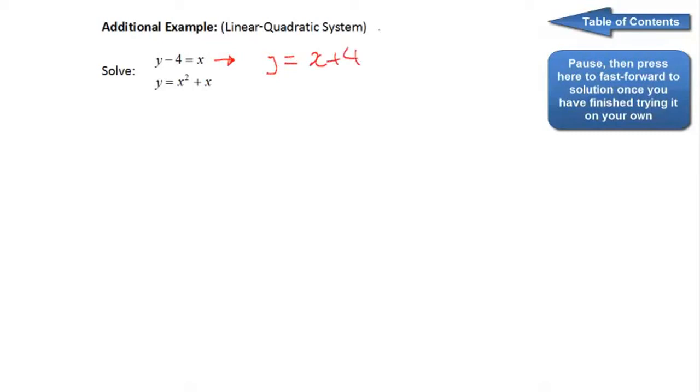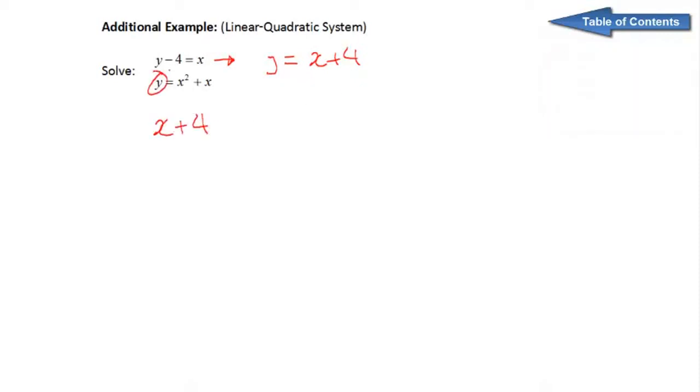And so what that means now is that everywhere that I see a y in the other equation, I can substitute this in. So I have x plus 4, which I have put in for that y, is equal to x squared plus x. Now again, noticing that we have an x on both sides of the equation, those will cancel. And I'm sitting now with x squared equals 4.